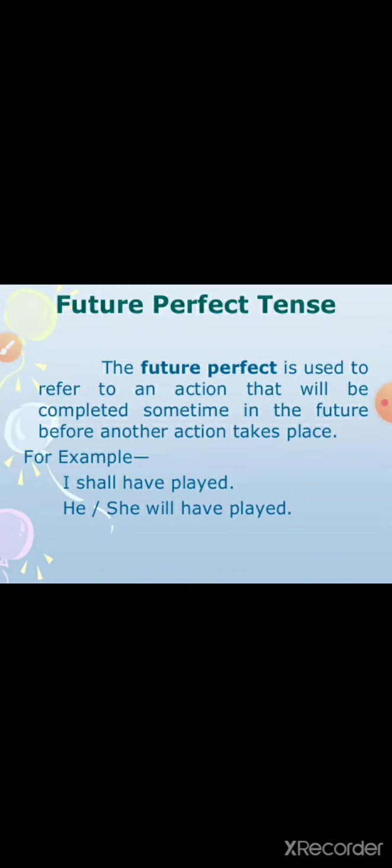ये उस एक्शन के बारे में बात करता है जो कि फ्यूचर में कंप्लीट हुआ होगा एक पर्टिकुलर टाइम पे. ठीक है, future perfect tense talks about an action that is likely to have completed in future by a certain fixed time. एक पर्टिकुलर टाइम पे फ्यूचर में कंप्लीट हुआ होगा.